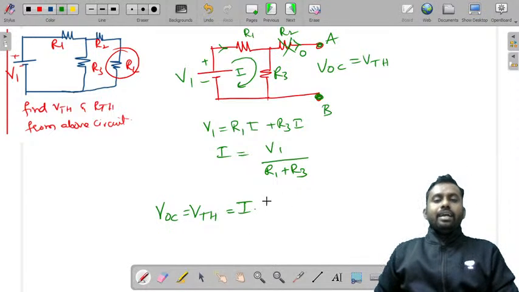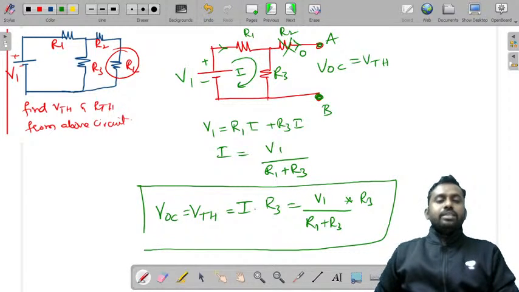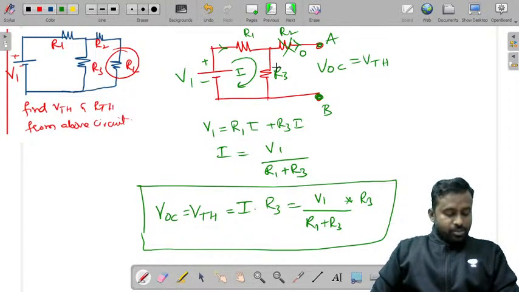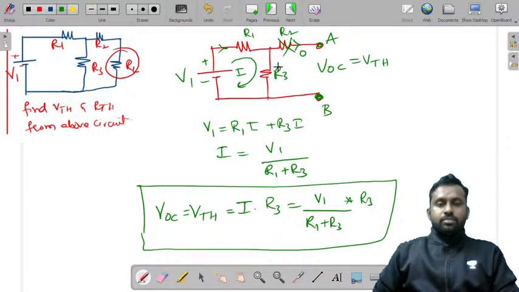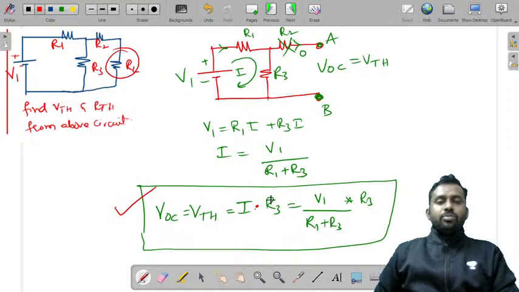That is current in R3 into R3 resistance. What is the current that is flowing in this loop? I. So I is V1 by R1 plus R3, into R3. So this is how you will determine the open circuit voltage or Thevenin's voltage. Yeah, R2 is useless. Very good, that's correct, because there is no current in that. So VTH or VOC is equal to I into R3, that is V1 by R1 plus R3 into R3. This is how you will determine VTH or VOC.